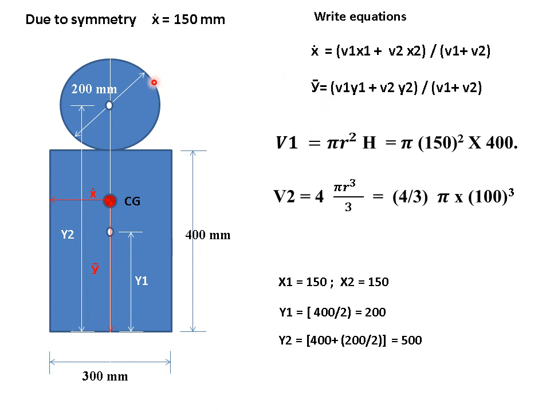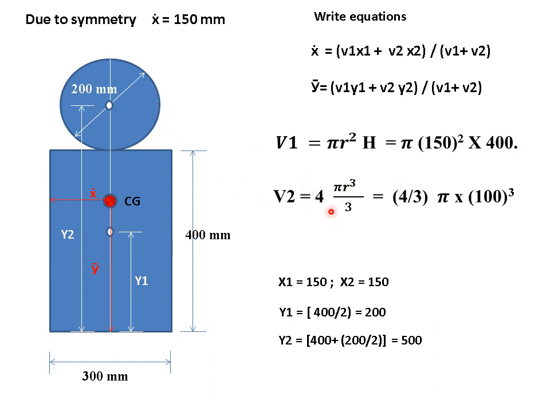Now here you have to use simple equation. X bar is equal to V1 x1 plus V2 x2 divided by V1 plus V2, and Y bar is equal to V1 y1 plus V2 y2 divided by V1 plus V2, where V1 is volume of cylinder. So I am calling cylinder as first figure, and sphere as second figure. So volume of cylinder is pi r square h. Pi into r square, radius is 150, into 400 is the height.